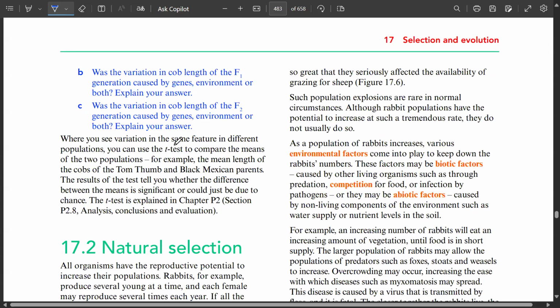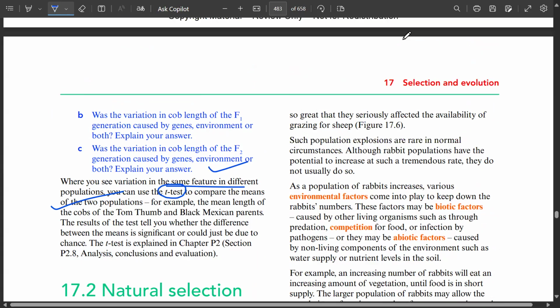Now, where you see variation in the same feature in different populations, we can also use the t-test to compare the means of the two populations. For example, the mean length of the cobs of the Tom Thumb and Black Mexican parents, and the result would tell whether the difference was significant or not, like we studied chi-square and the t-test in inheritance.